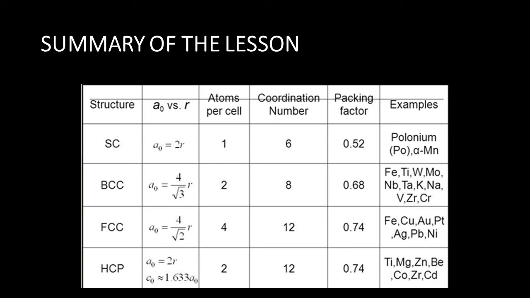While in HCP, we won't do calculation. It's a bit complicated, but the important thing is that the atoms per cell is 2, the coordination number is 12, and the packaging factor is 0.74. Remember the packaging order: SC is AAA, BCC is ABABAB, FCC is ABC, ABC, ABC, and lastly HCP is AB, AB, AB, which is the packaging arrangement of those crystal structures. So let's move on to the calculation part.